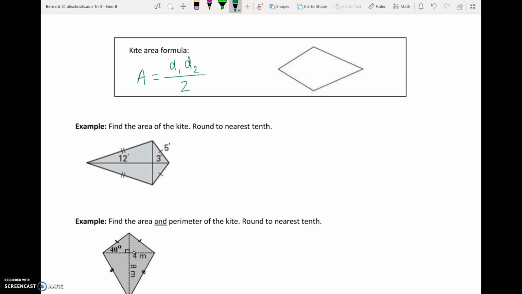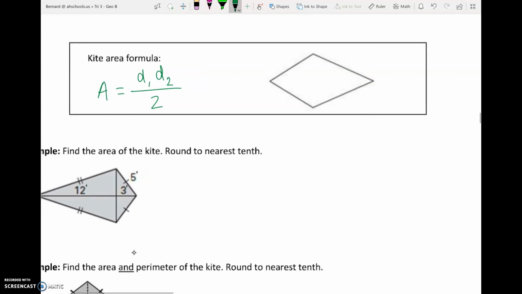Now, a couple things to refresh our memory about kites. First of all, consecutive sides are congruent in a kite. And so I know this side and the one next to it, where they meet at this point right here, those two will be the same. And then the two sides on the right will be different than the two on the left, but they will be the same as each other. Now, that's just some properties of a kite.